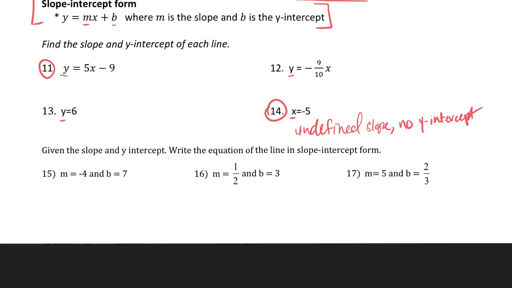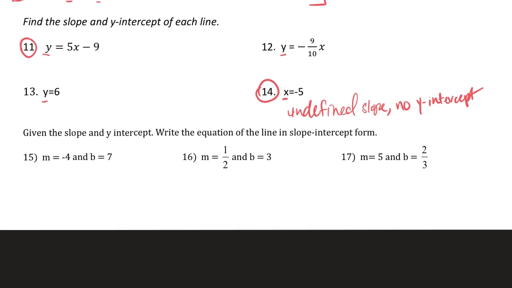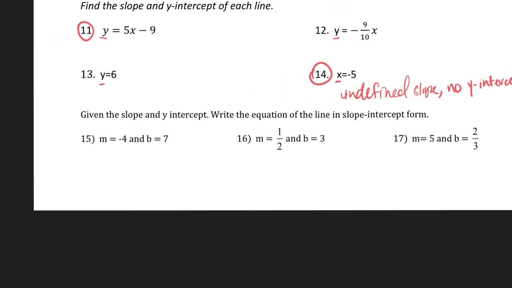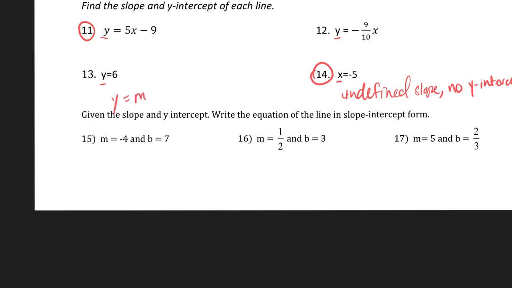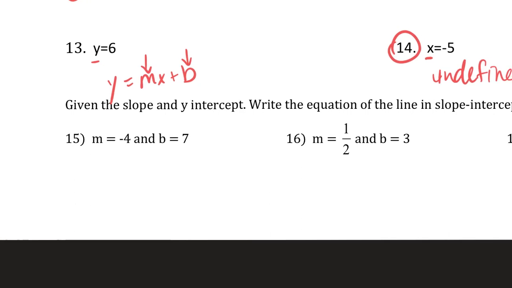All right, this next section is going to give you the slope and the y-intercept, and it wants you to write the equation. So remember, the equation is written as y equals mx plus b, slope, y-intercept. In this first one, our slope is negative 4. Our y-intercept is 7. So the equation is very simple. y equals negative 4x, and that's a positive 7, so plus 7.